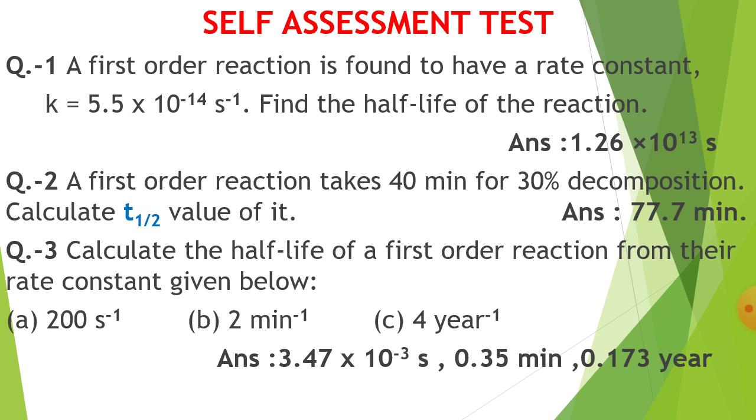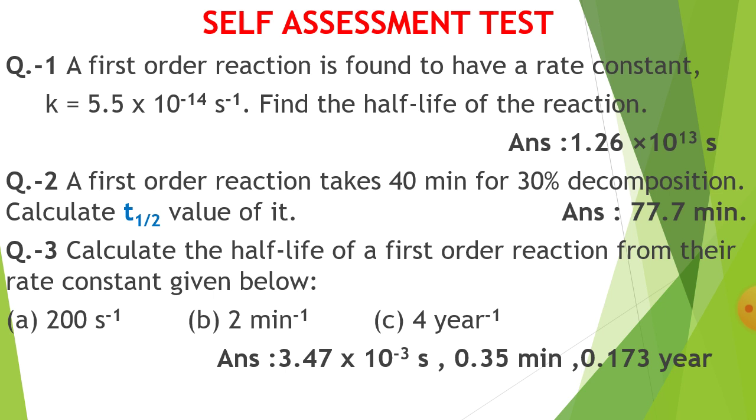Second question, a first order reaction takes 40 minutes for 30% decomposition. So calculate the t half value for it. First of all you have to calculate k from the equation k equal to 2.303 by t log a naught by a. Here 30% decomposition means 70% is left. So by putting these values, calculate k, and then from the value of k you can calculate t half for first order kinetics.